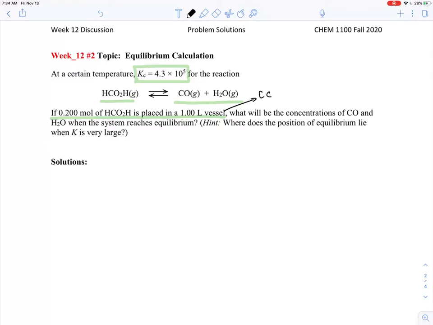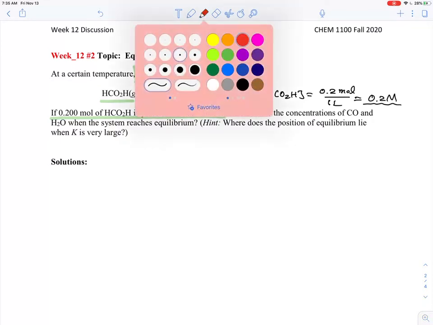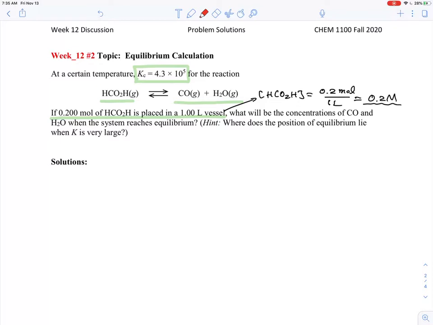concentration of HCO2H is provided to you, which is 0.2 mole per volume, 1 liter, right? So therefore, your answer is 0.2 molar. So that's the initial concentration. And what will be the concentration of? So this is, let me switch the color. The main question is they're asking the concentration of CO and water when the system reaches equilibrium.